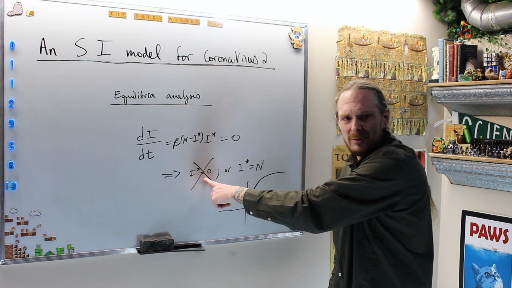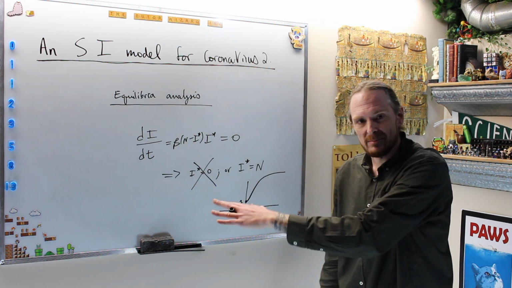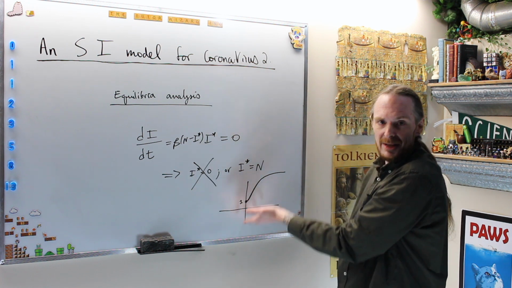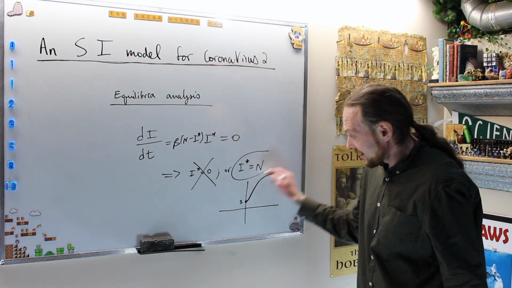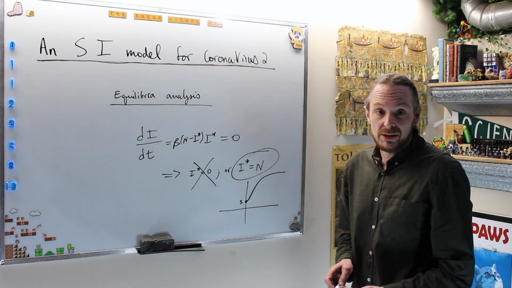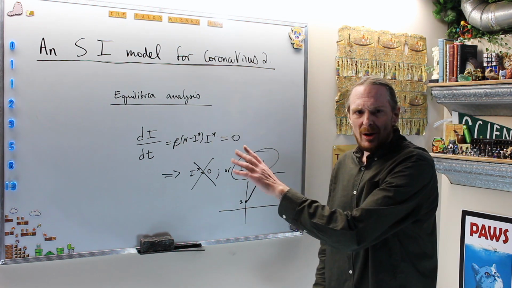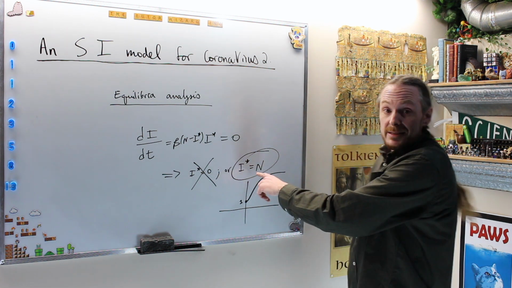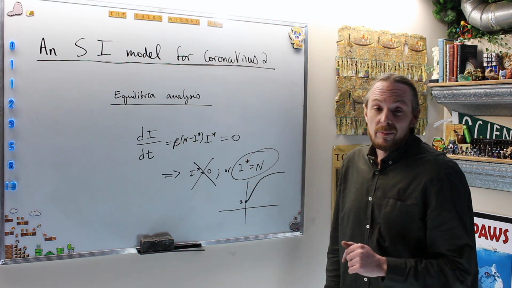It could never reach an equilibrium of no infected in this scenario, in this model, because it's starting at a positive value and increasing always. Where is it increasing? To the carrying capacity. The only other equilibrium is N, the total population. This disease, in this model, if that's really what's happening, will not stop until everybody in the entire population has it.